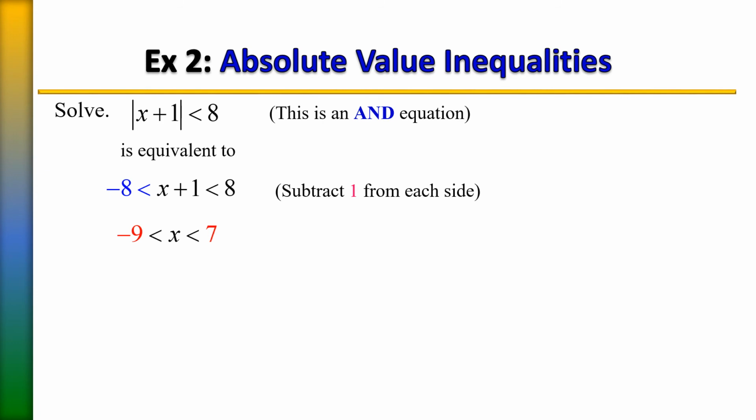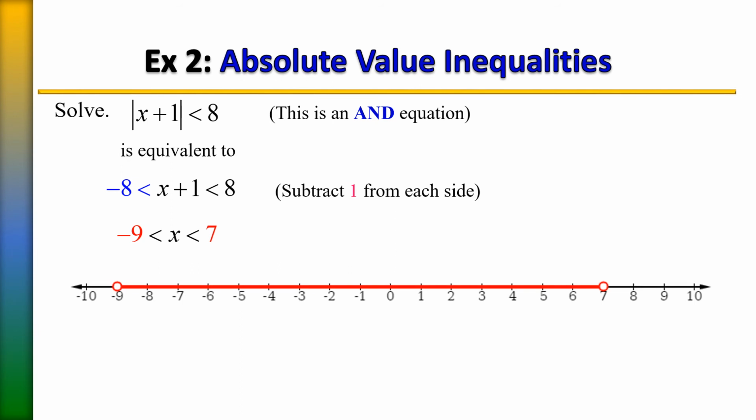So let's see what that looks like on a graph. Notice that there is no line underneath, so it is not going to include either one of those numbers. They're going to be with open circles, so there you have it.